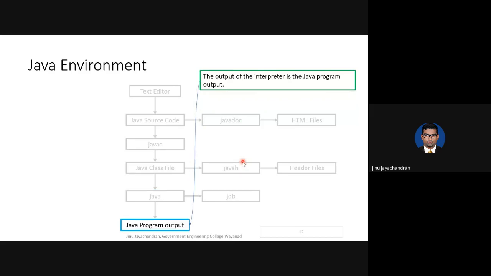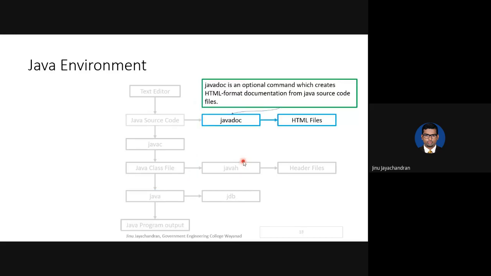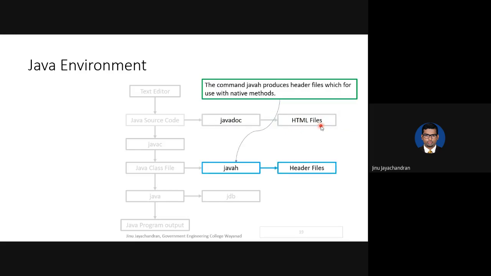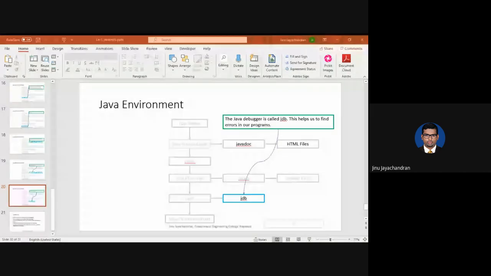Java program output. Apart from that, you can generate a document from Java source code by using the javadoc command, which will give HTML files, or you can list the header files by javah, or you can debug using jdb. All these are possible using Java. So let me demonstrate how this is working. Let me just change my presentation.